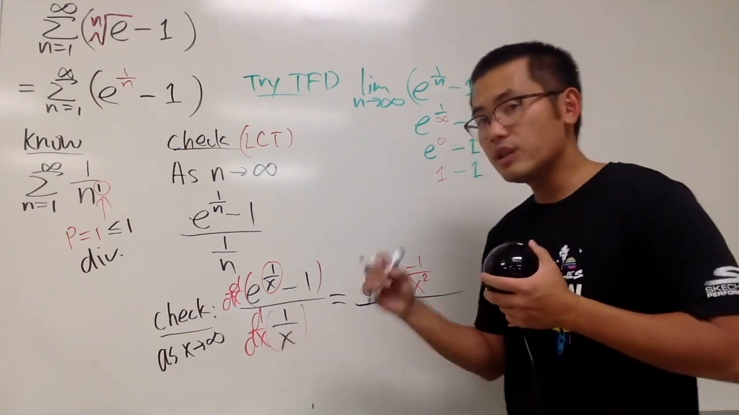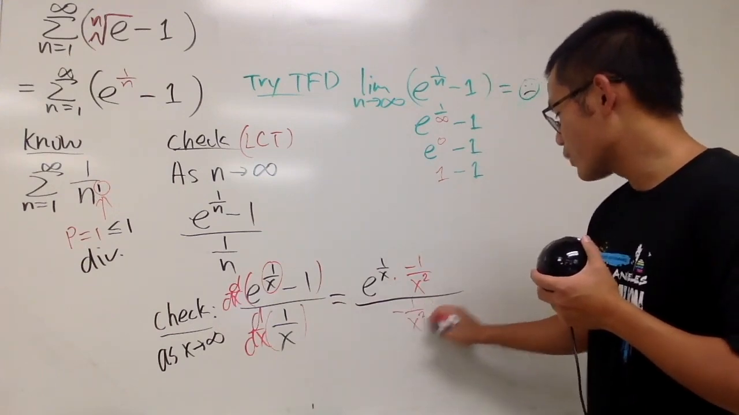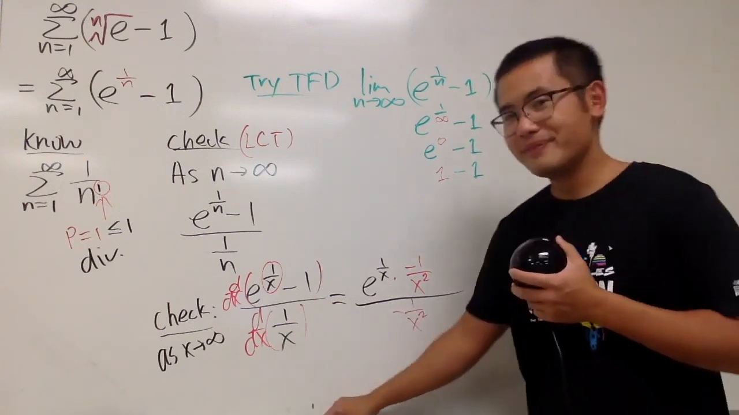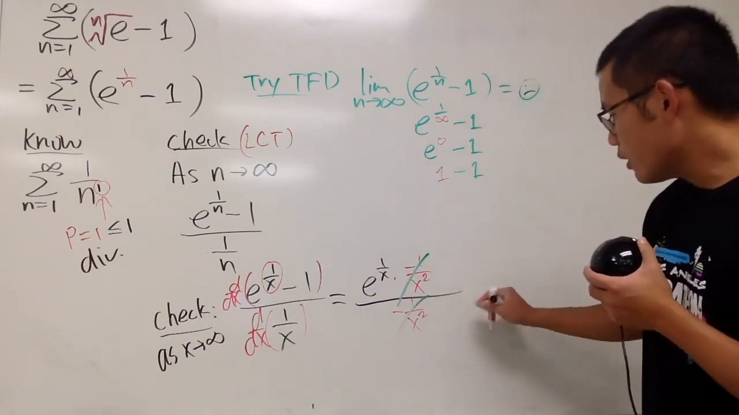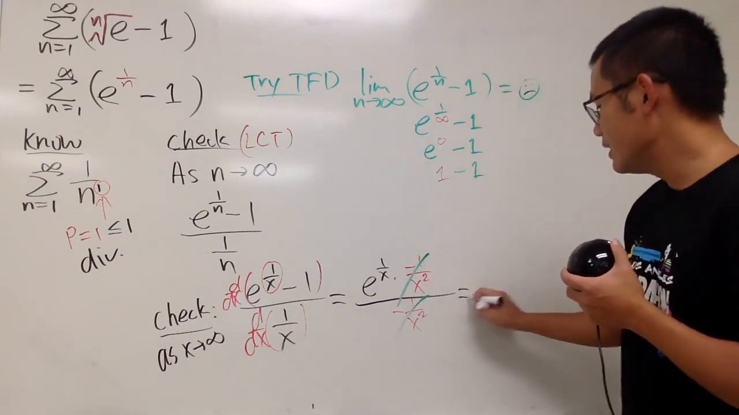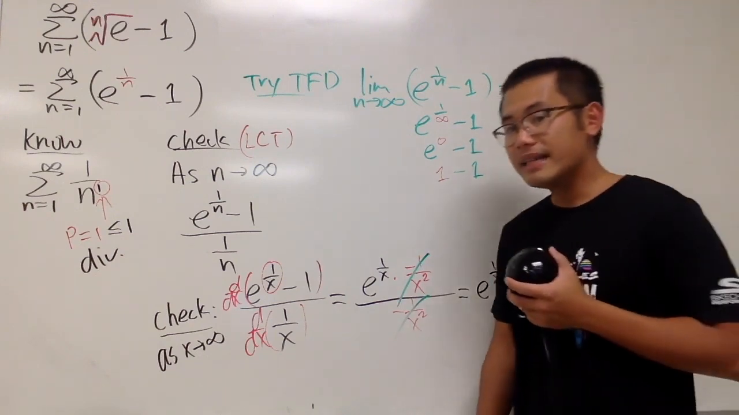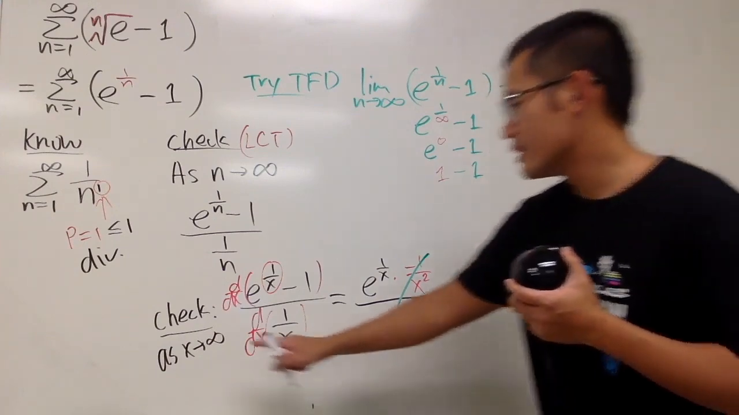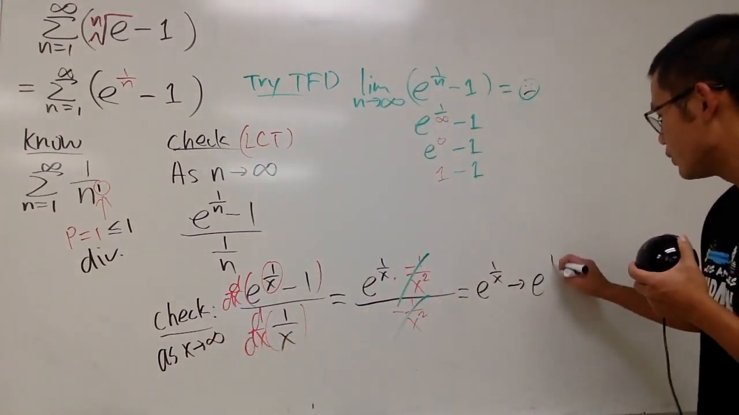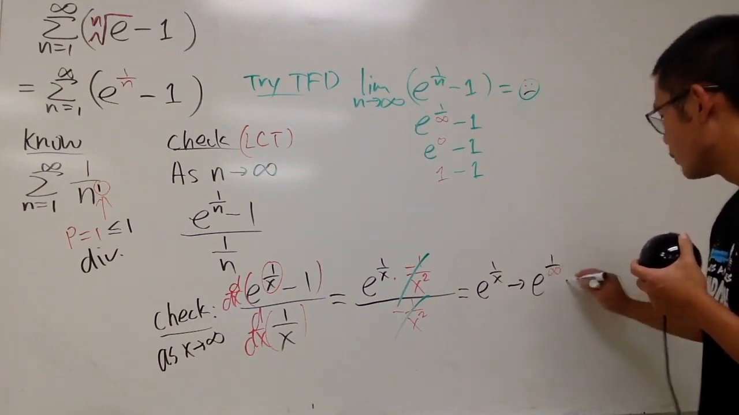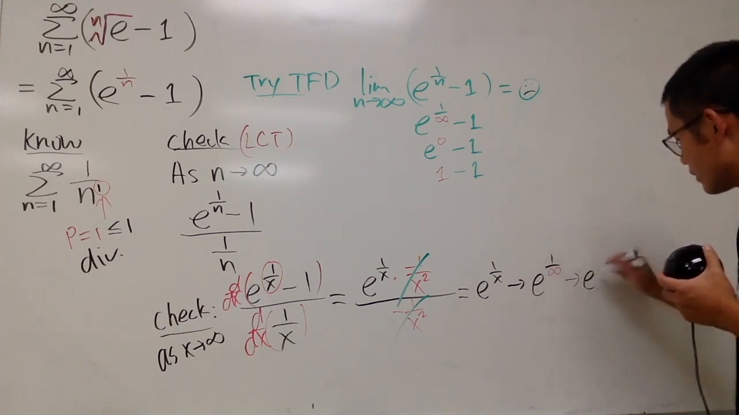When we differentiate this, we nicely get this right here as well. So we have negative 1 over x squared. And nicely enough, these guys, they cancel each other out completely. So we end up with just e to the 1 over x, right? And then we will just take x goes to infinity. So we just put this down right here, e to the 1 over infinity, which is 0. E to the 0 is just going to be 1. So let me just write it down.